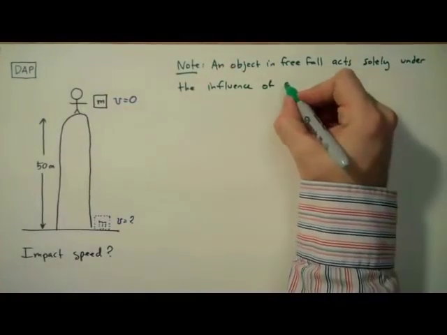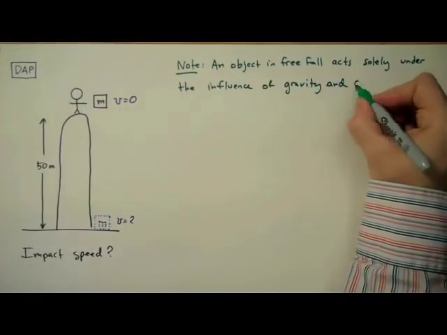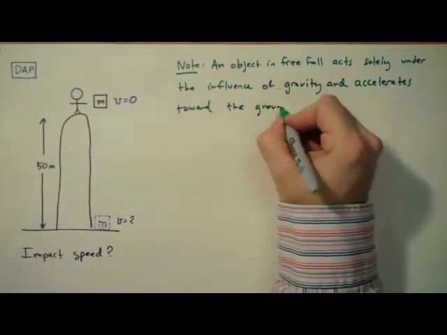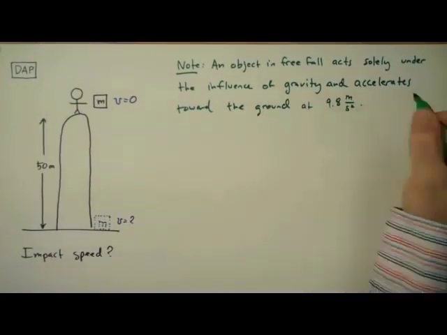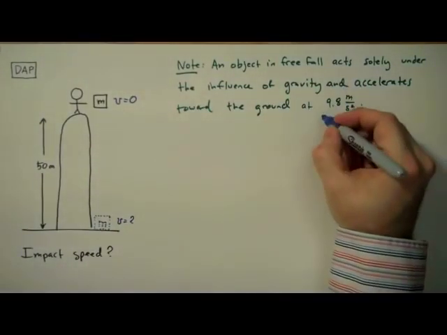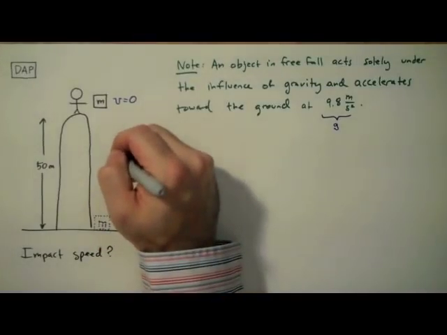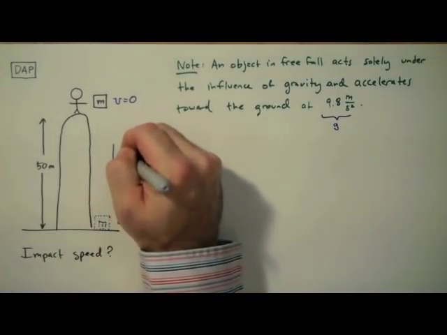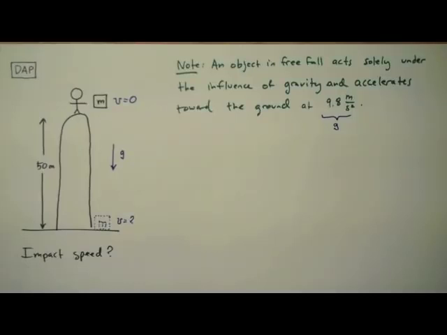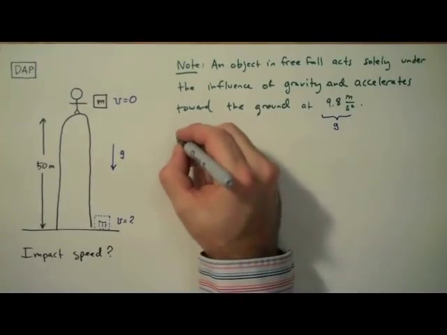And an object in free fall acts solely under the influence of gravity and accelerates toward the ground at a rate of 9.8 meters per second squared. By the way, this number is so important we give it its own constant, g, for gravitational acceleration. So I'm going to indicate that acceleration right here. And now we have enough information to solve our problem. We just need to select the right equation to do so.